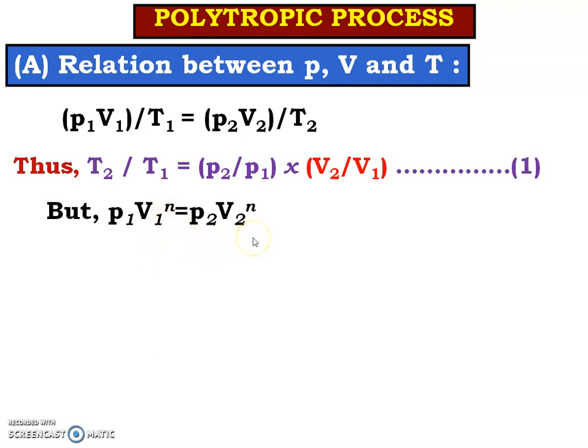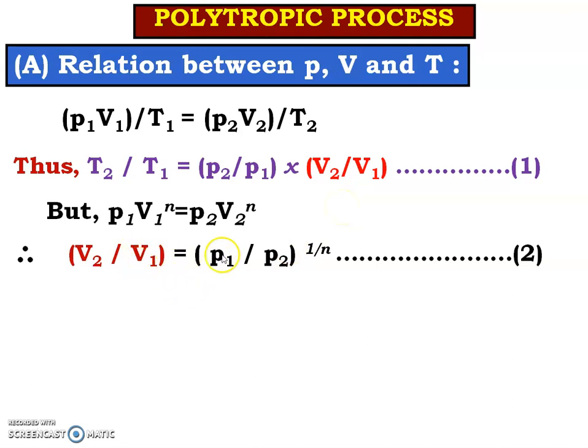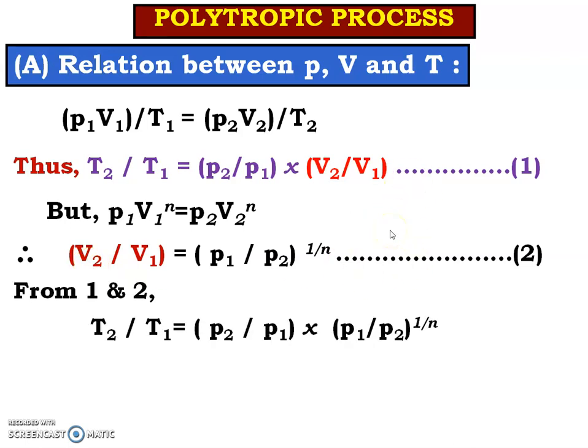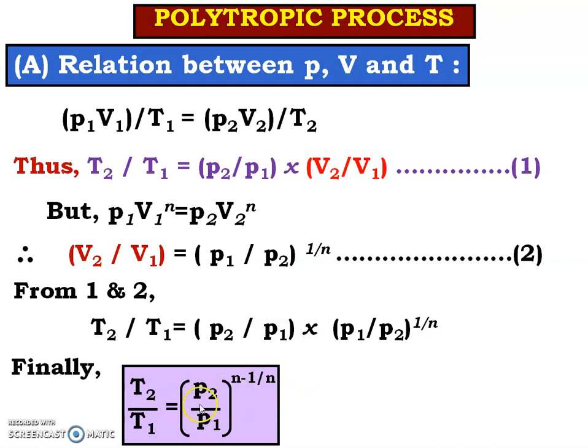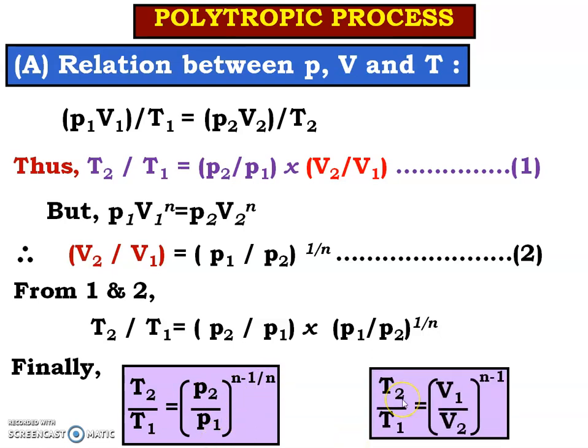Now the next step, the same equation, T2 by T1, and P1 V1 raised to n is equal to P2 V2 raised to n. But here we will substitute the value of V2 by V1. Previously we substituted the value of P2 by P1, now we are going to substitute the value of V2 by V1. So V2 by V1 is equal to P1 by P2 raised to 1 upon n. Substituting this value in equation number 1, we get T2 by T1 is equal to P2 by P1 raised to n minus 1 upon n. And this one is the previous equation.